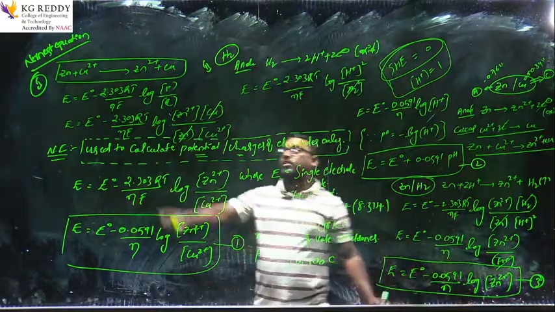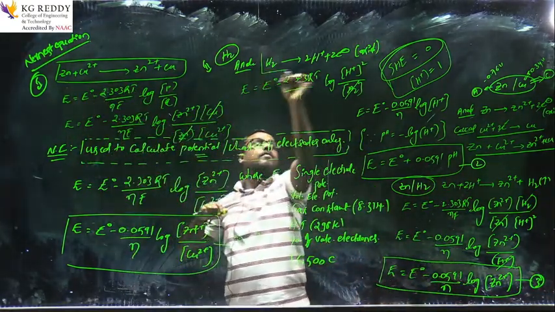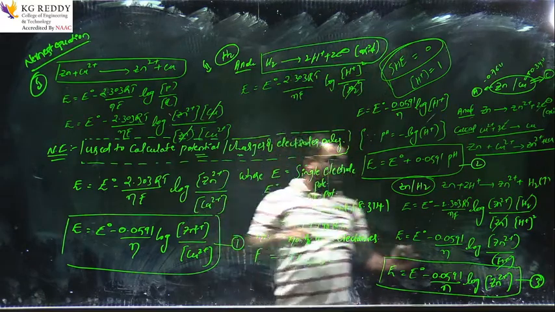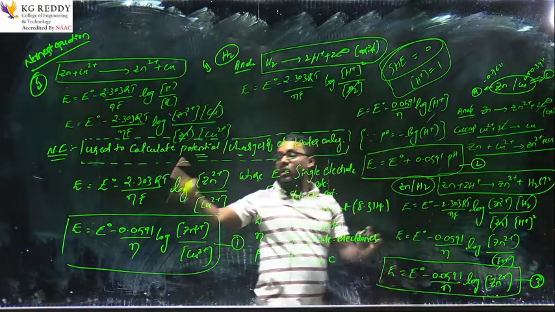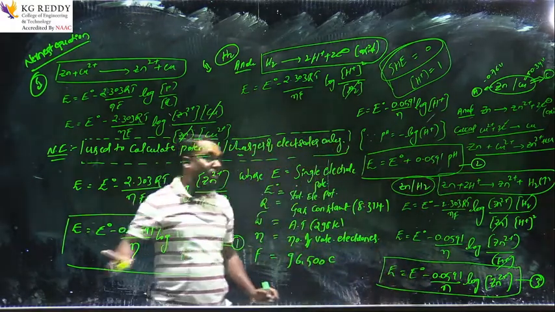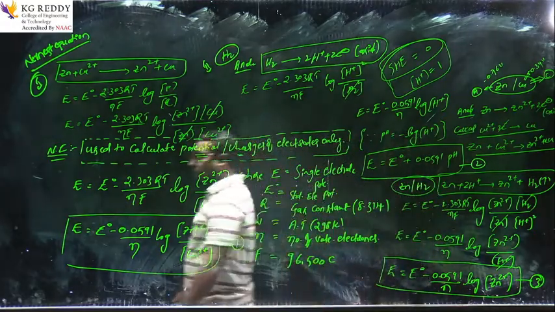Using these three equations, this is the first equation, the second equation is this, and the third equation is this. We need to write different types of Nernst equation. This is about the Nernst equation.